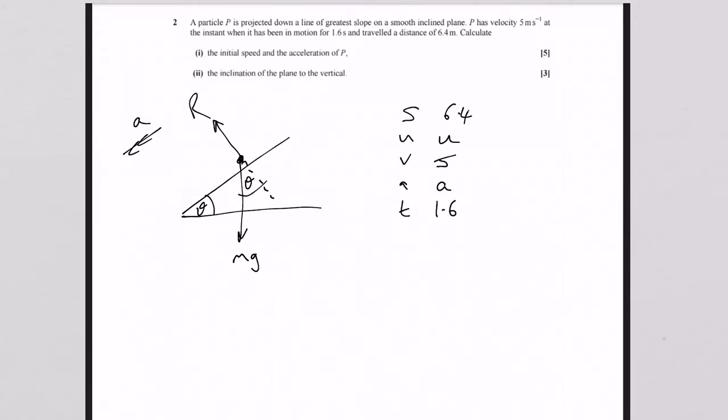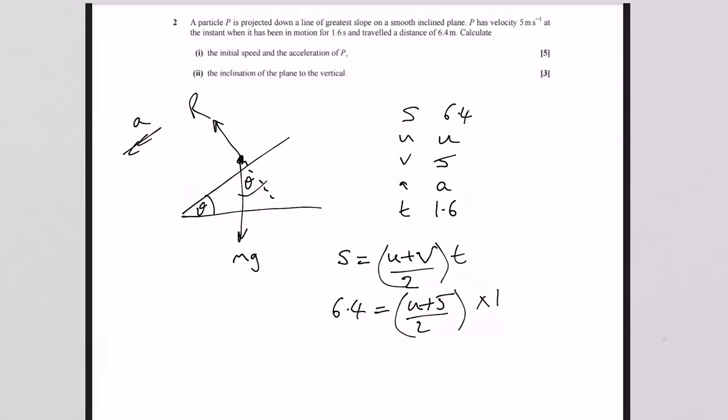So we have two unknowns here, and by choosing suitable SUVAT equations to exclude either letter, we can solve to find U and A. Perhaps we could pick the one with no A in and solve to find U. Now the equation with no A in is S equals (U plus V) over 2, that's the average velocity, times time. If you substitute in, you can solve that. So (U plus 5) over 2 times 1.6. Solve the resulting equation and you'll get that U is equal to 3 meters per second.